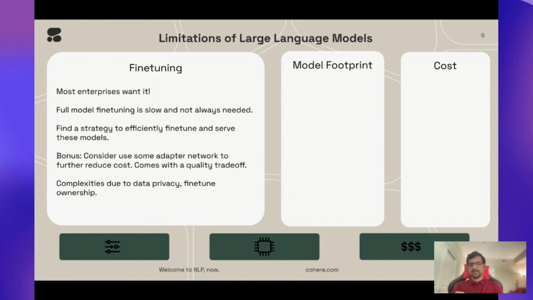But what that means is you can't always fine-tune the entire model. You want to fine-tune subsections of the model. And as a bonus, you can actually focus on fine-tuning using an adapter network kind of mechanism, where you don't fine-tune the underlying weights of the model, but you have additional weights that you fine-tune that you can then use to serve these models. Now that does come with a qualitative trade-off, but it's significantly faster to fine-tune.